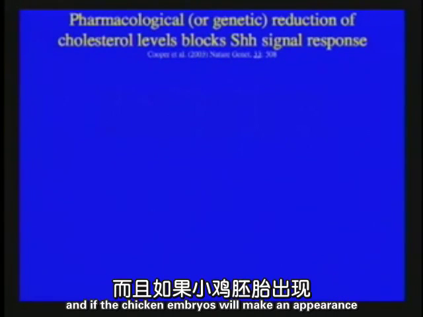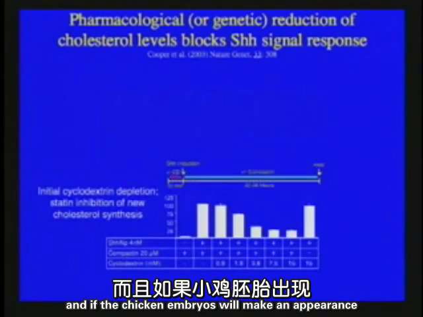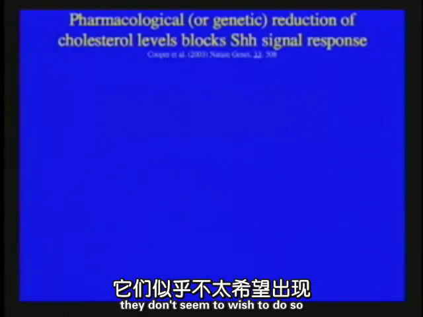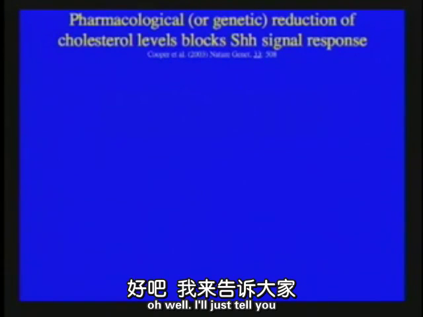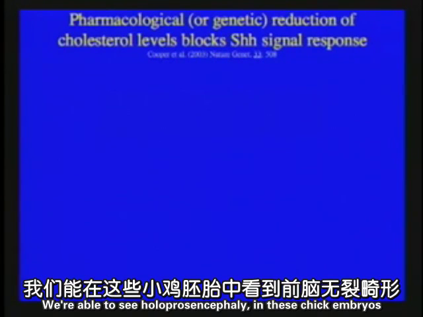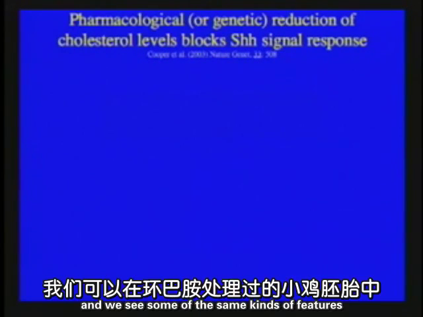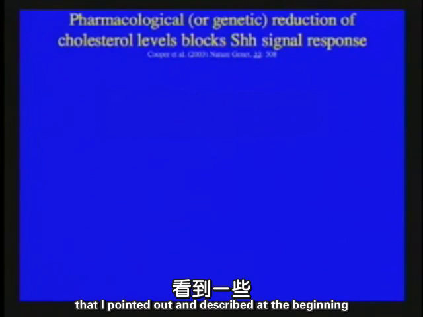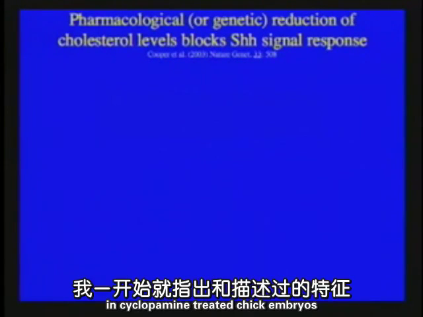The chick embryos don't seem to wish to make an appearance. Oh well. I'll just tell you that we're able to see holoprosencephaly in these chick embryos. Midline structures are lost, and we see some of the same kinds of features that I pointed out and described at the beginning in cyclopamine-treated chick embryos.